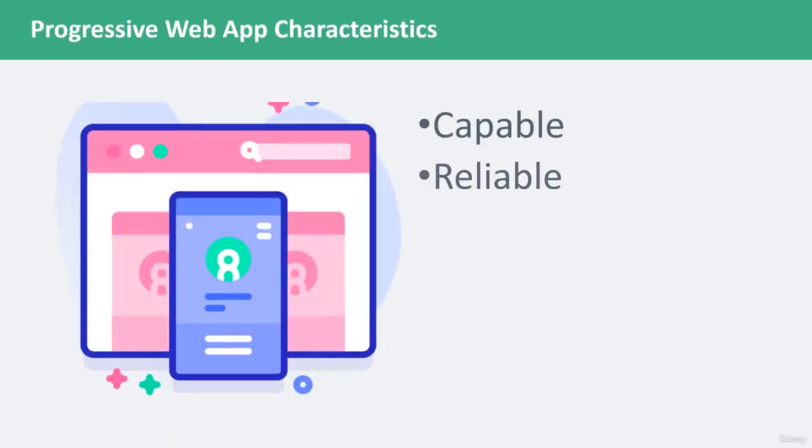3 characteristics make an application a progressive web app. Firstly, it must be capable of utilizing the features on any given device. In the past few years, browsers have been pushing new features we can use to enhance our apps. We can access the camera, retrieve the user's location, and other things that weren't available previously.